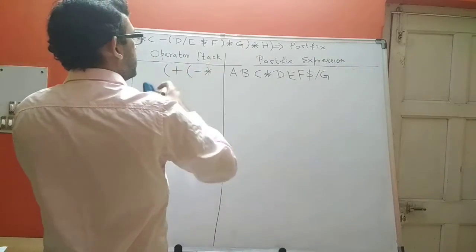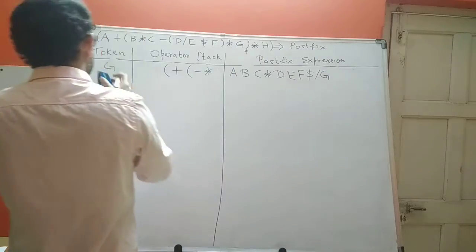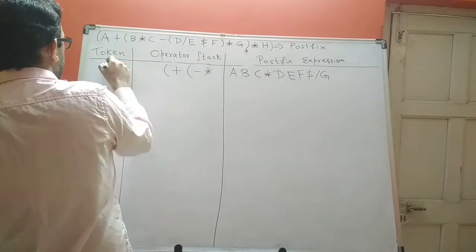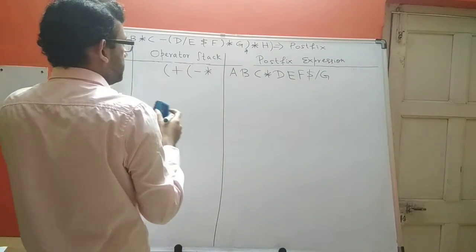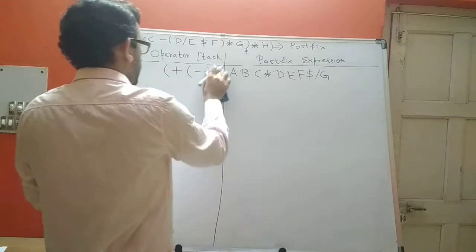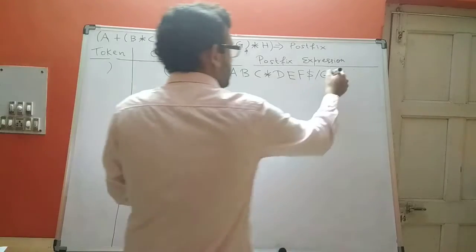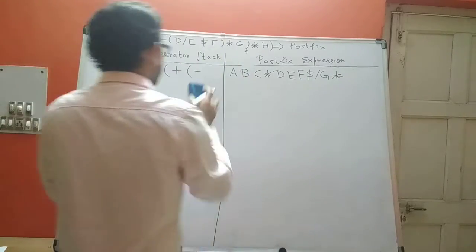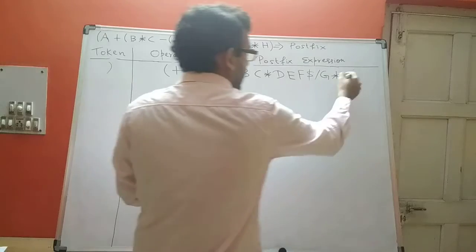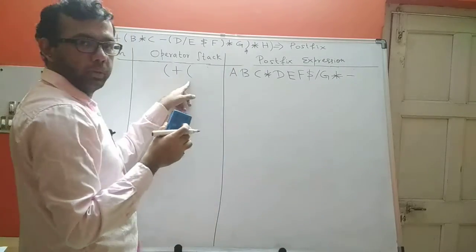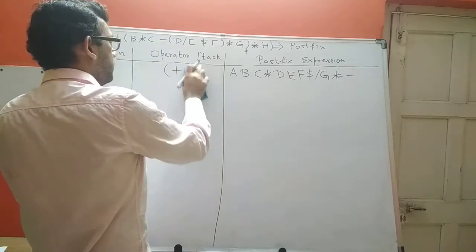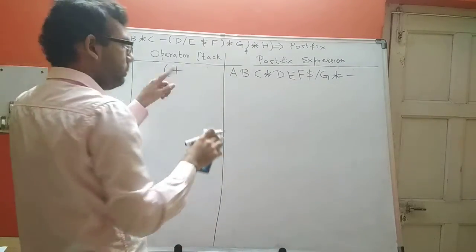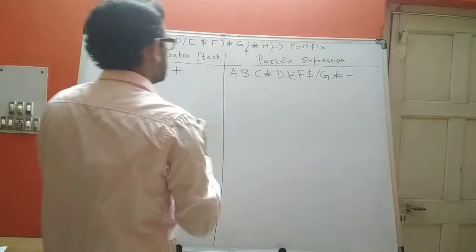My next token is closing parentheses. The moment I encounter closing parentheses, I'll keep on popping from my stack. So I'll pop star, I'll add it to the output. I'll pop minus, I'll add it to the output. The moment I encounter an opening parentheses, I'll stop the pop operation, but before stopping, I'll pop it from the stack, but not add it to the output.